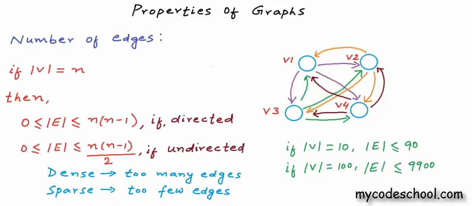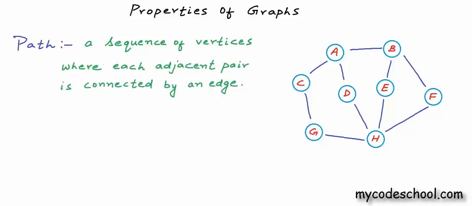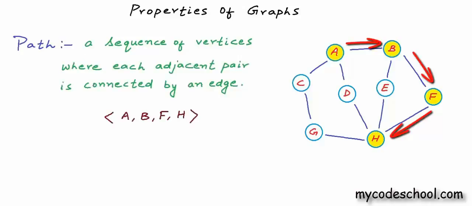Okay, now the next concept that I want to talk about is the concept of a path in a graph. A path in a graph is a sequence of vertices where each adjacent pair in the sequence is connected by an edge. I'm highlighting a path here in this example graph. The sequence of vertices A, B, F, H is a path in this graph. Now we have an undirected graph here. Edges are bidirectional.